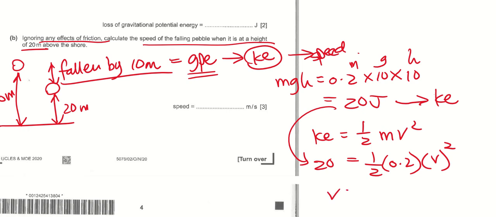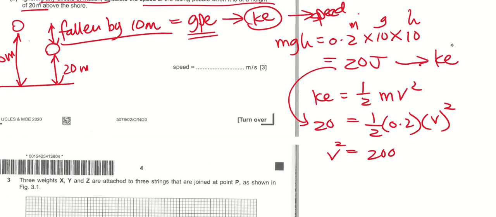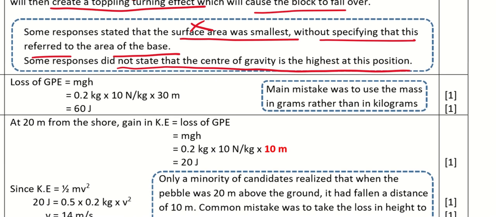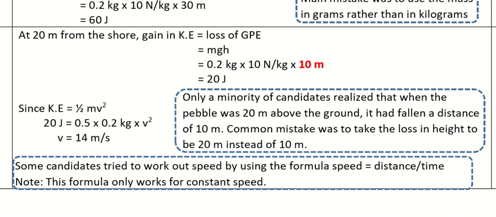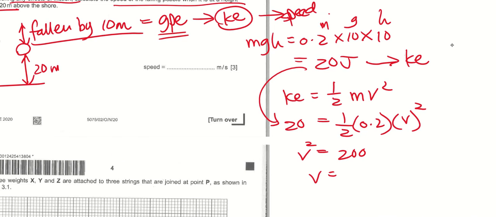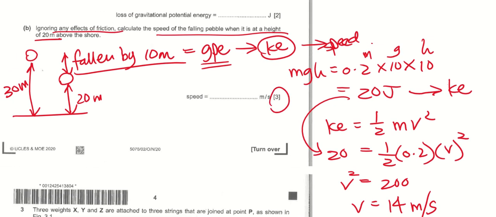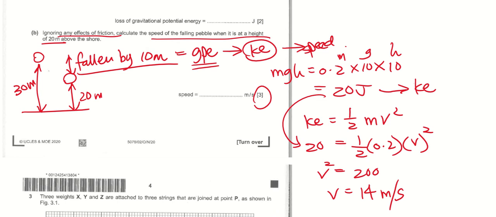So V will be, if you do your math, it should be, let me see the answer, 14 meter per second. Okay. 2 or 3 SF is okay. So that's why they give 3 marks. There's a lot of things to talk about here.